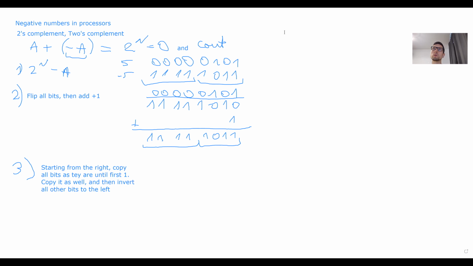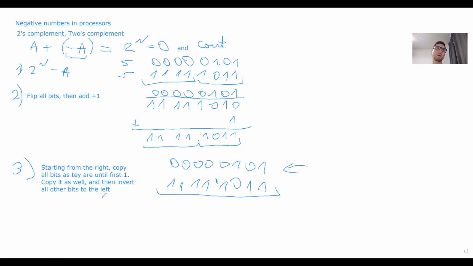So let's try to do this. Plus 5 is 0, 0, 0, 0, 0, 1, 0, 1. Copy all bits from the right as they are until you meet the first 1. Well, the first bit is already 1, so I have met 1. I copy it as it is, but the rest of the bits I invert. So 0 becomes 1, 1 becomes 0, 0 becomes 1, 1, 1, 1, 1. And again, we got the same result.